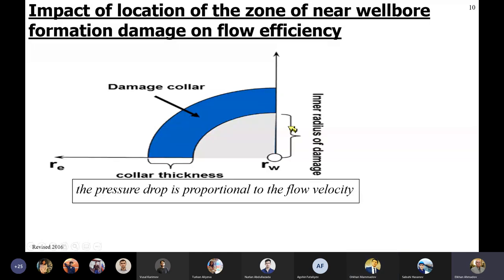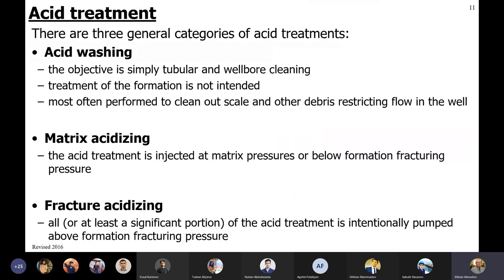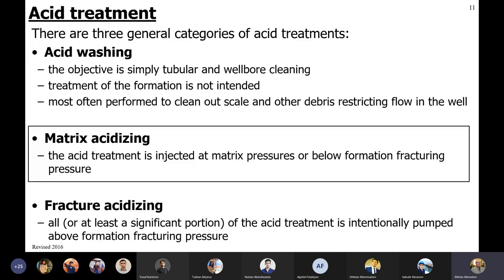So there are generally three categories of acid treatment. These acid treatments are acid washing, matrix acidizing, and fracture acidizing. In this course, we will talk mostly about matrix acidizing, when we inject chemical compositions at matrix pressures, or at pressures exceeding formation pressure and below the fracturing pressure, to dissolve or remove the damage or bypass the damage.